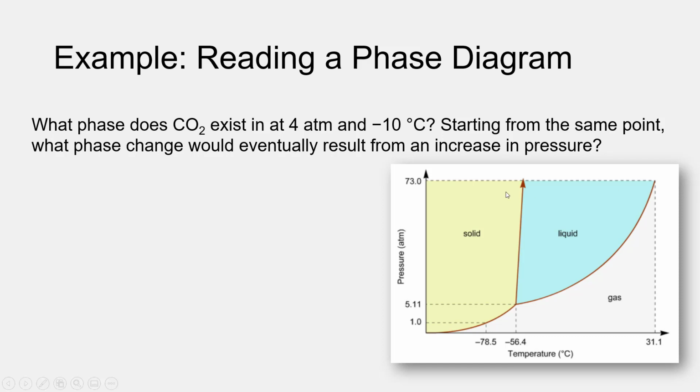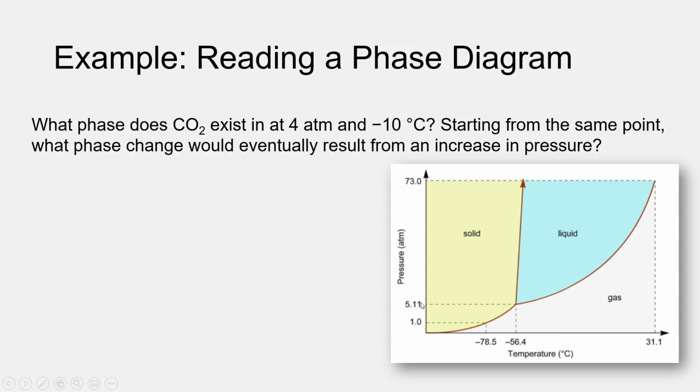So to answer this question, we first take a look at the phase diagram, and we use the x and the y axes to indicate the initial point, 4 atmospheres of pressure and minus 10 degrees Celsius. This can be a little bit difficult to do because, of course, the pressure scale slides a little bit to get everything in a single frame.